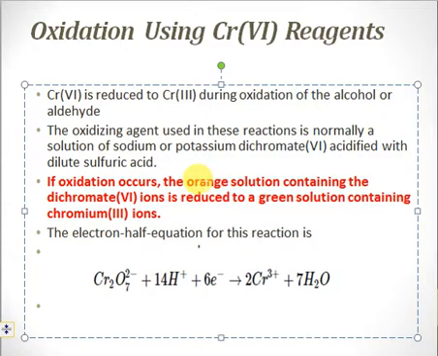Since it is very easy to determine the oxidation state of inorganic reagents, this is the electron half equation for this reaction. Here you can see this chromium is actually in oxidation number 6. It is gaining 6 electrons. As a result, its oxidation state is converted to 3+. Previously it was 6+, now it has become 3+. So here chromium is reduced. If chromium is reduced, definitely the other reagent, which is our alcohol, should be oxidized.